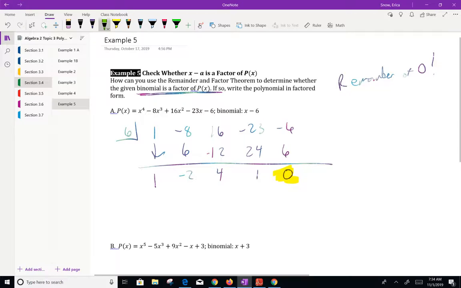So that means that this polynomial is x cubed, x squared, x, and 1. So if we're going to write this in factored form, we're going to write x minus 6 times x cubed minus 2x squared plus 4x plus 1. And that is our factored form.